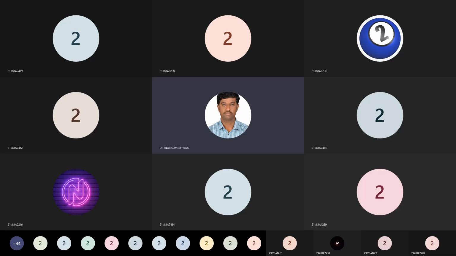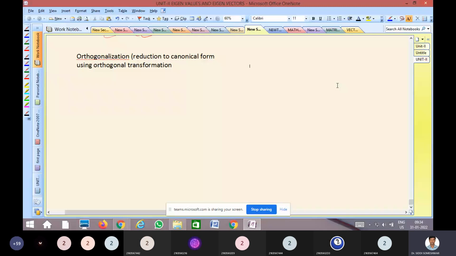Students, today we are going to discuss the method of reduction of quadratic form to canonical form by orthogonal reduction. That is also called orthogonalization. So, reduction to canonical form using orthogonal transformation, right?